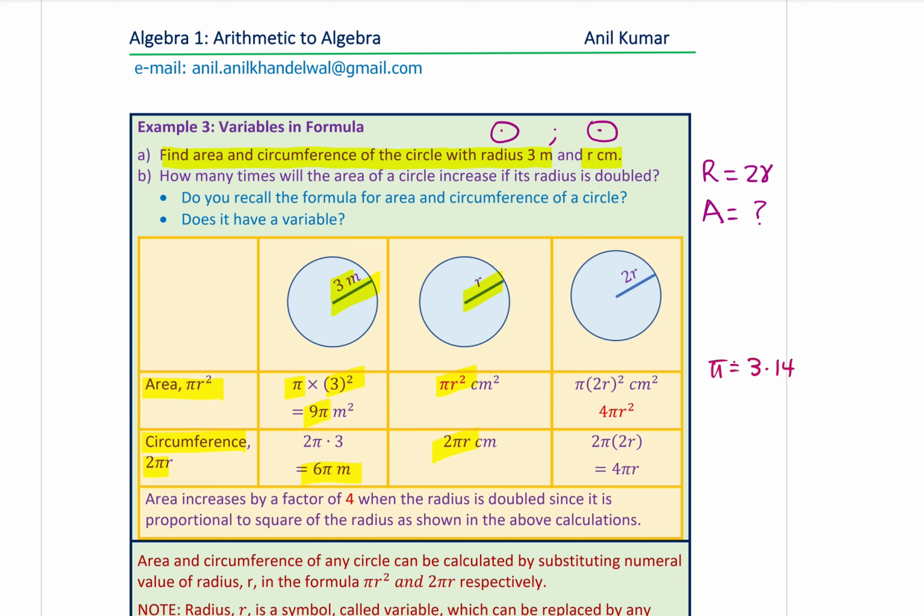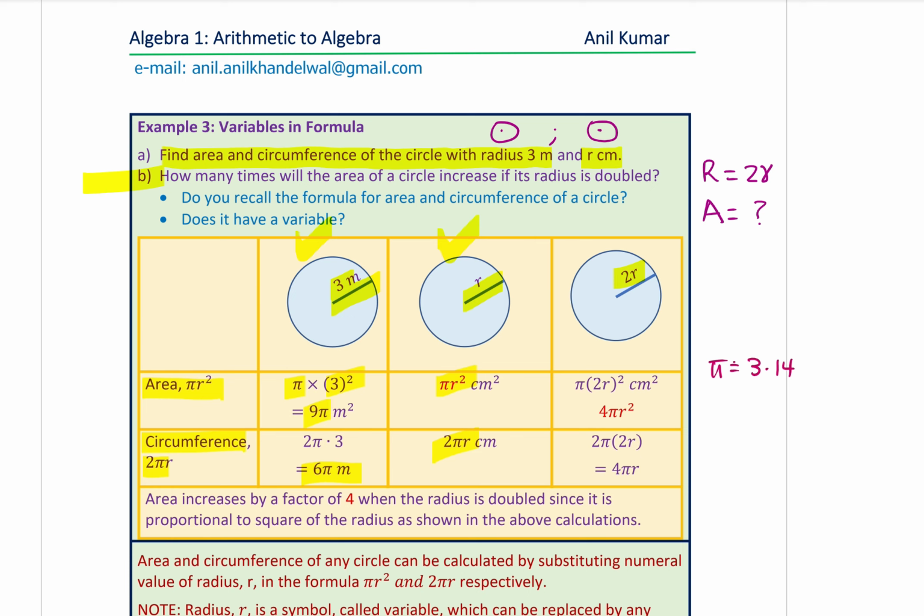Now, I've made the third circle also. In the third circle, since we want to do part B now, part A is done, correct? So that is our part A. In part B, what do you think? By how much will the area increase? Will it remain same? Will it double? Or will it be 4 times or 6 times? What do you think? Okay, let's look into the formula.